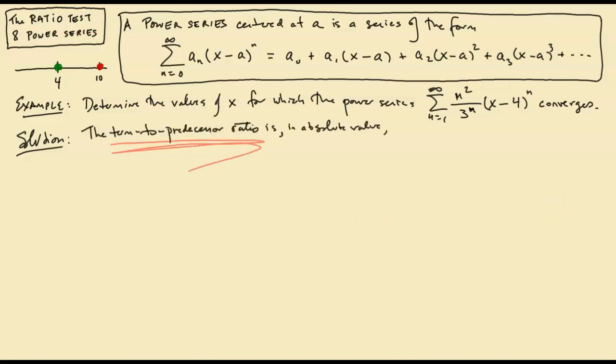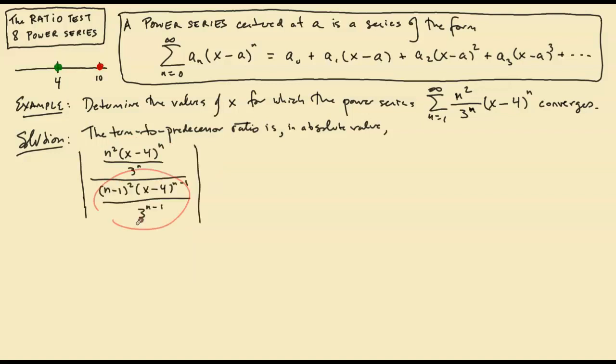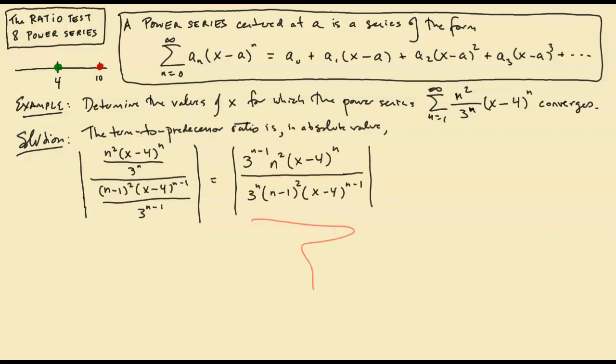The term-to-predecessor ratio, the key expression for the ratio test, is going to be, in absolute value, this, the general term, over this, its predecessor, which we obtain by changing all the instances of n to n minus 1. Naturally, this horrifying expression can be simplified by turning this all into one fraction, like this, and then doing some cancellation. First, we look at all these factors of 3. There's one more downstairs than upstairs, so we can cancel everything but that one extra 3, which I can pull through the absolute value as well, since that factor of a third is obviously positive. What does that leave me with?